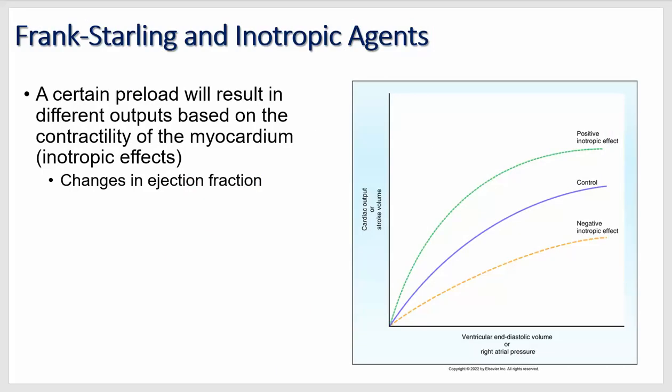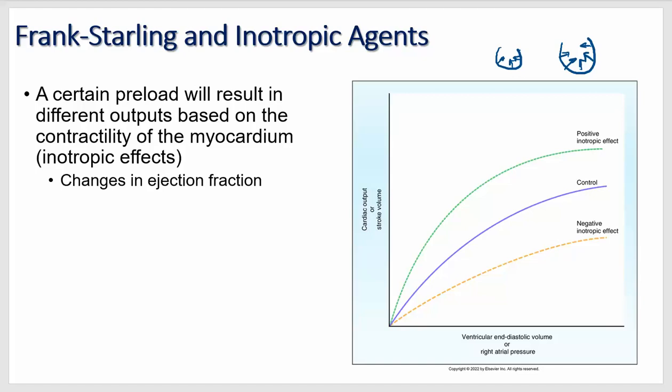Okay, so Frank Starling and inotropic agents. So remember, Frank Starling is saying that if your ventricle has more blood, it's going to be stretched more, which means it's going to have a stronger contraction. So more blood, stretched more, stronger contraction. Less blood, not stretched as much, and it's going to have a weaker contraction, which is fine because that's what you want to do.